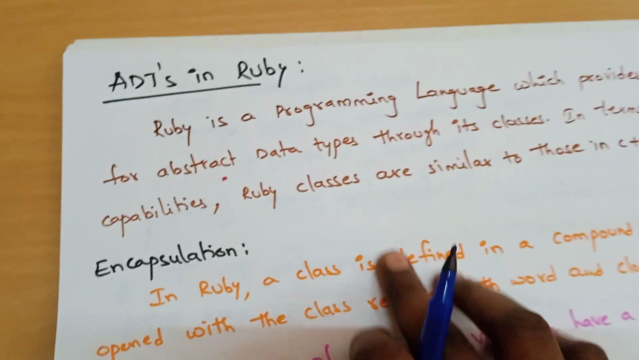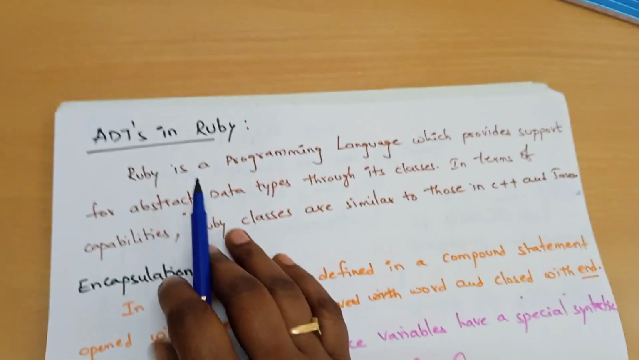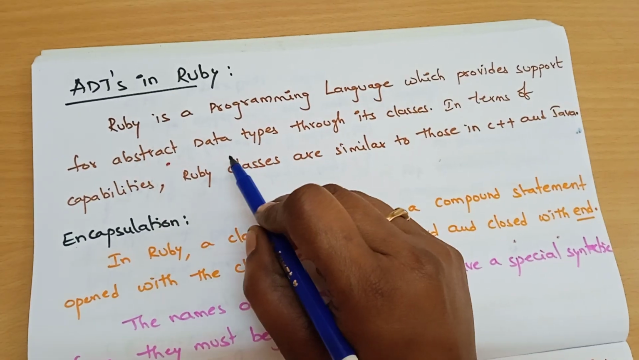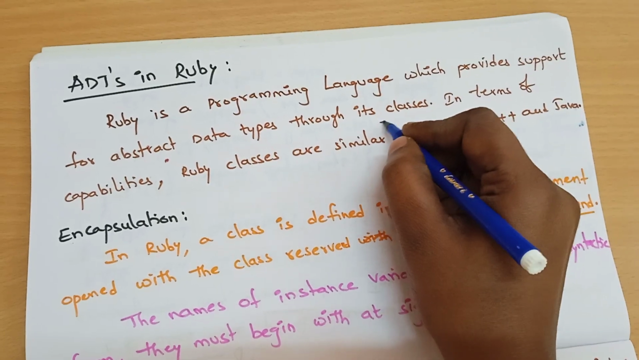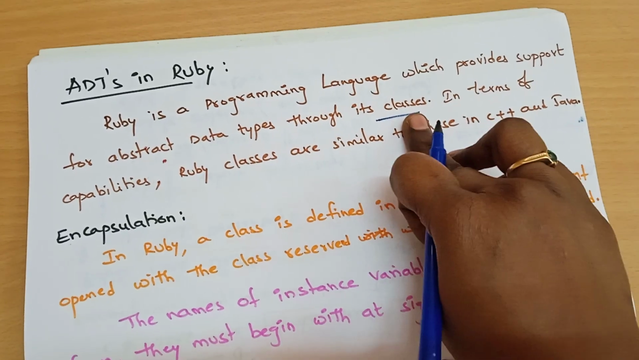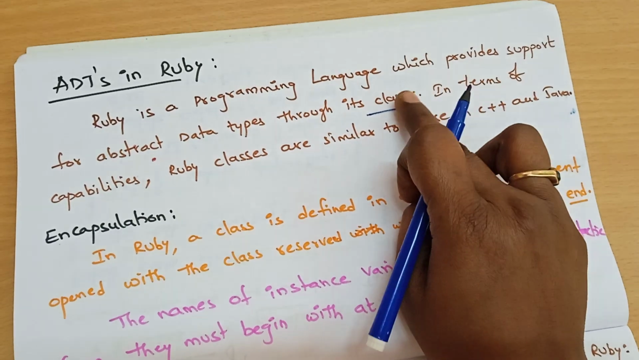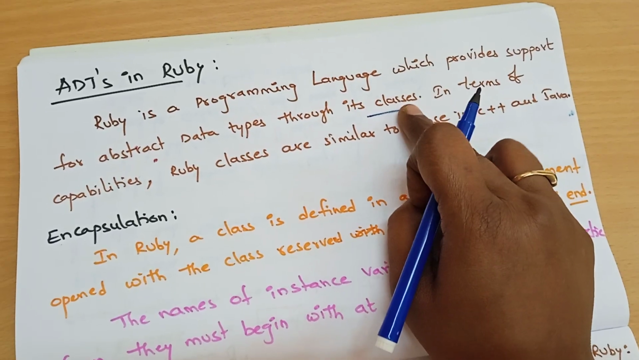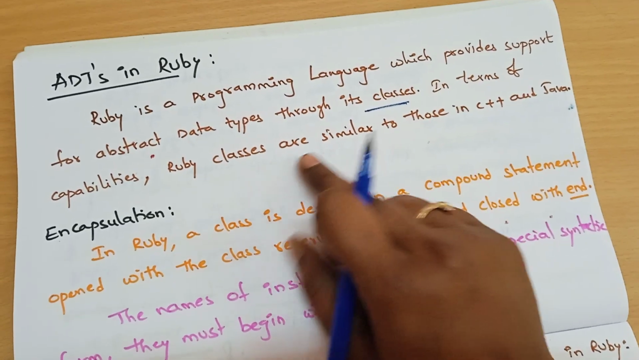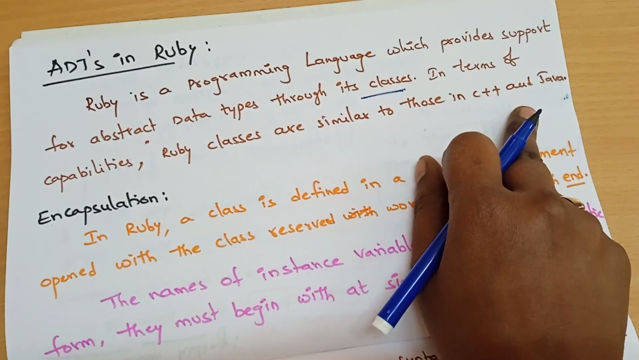This video will talk about abstract data types in Ruby. Ruby is a programming language which provides support for abstract data types through its classes. So in Ruby also we'll write classes. When I say we'll write a class, we should know whether these classes are the same as the classes used in C++ and Java, correct? Ruby classes are similar to those in C++ and Java in terms of capabilities.